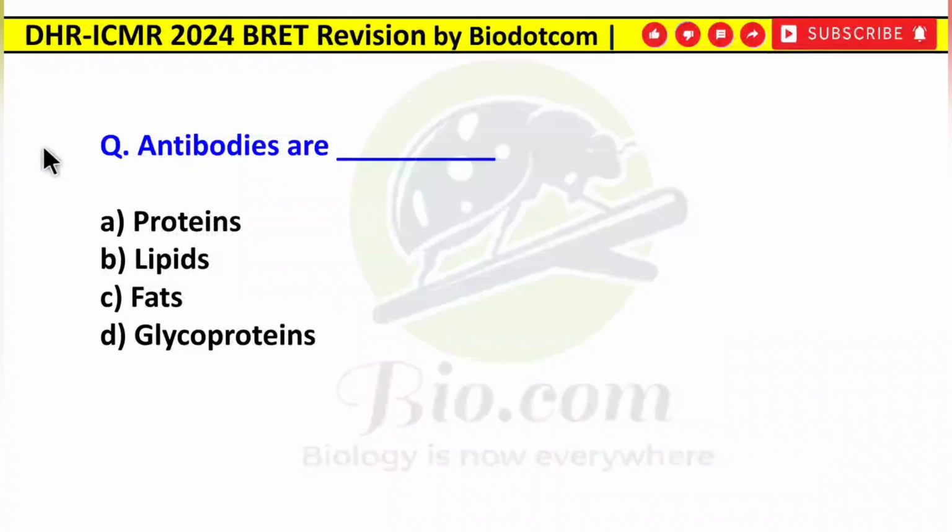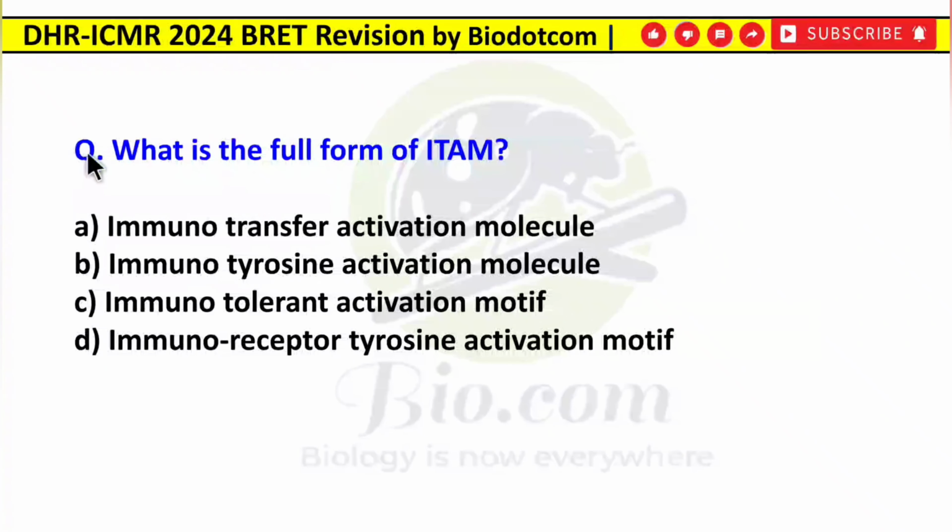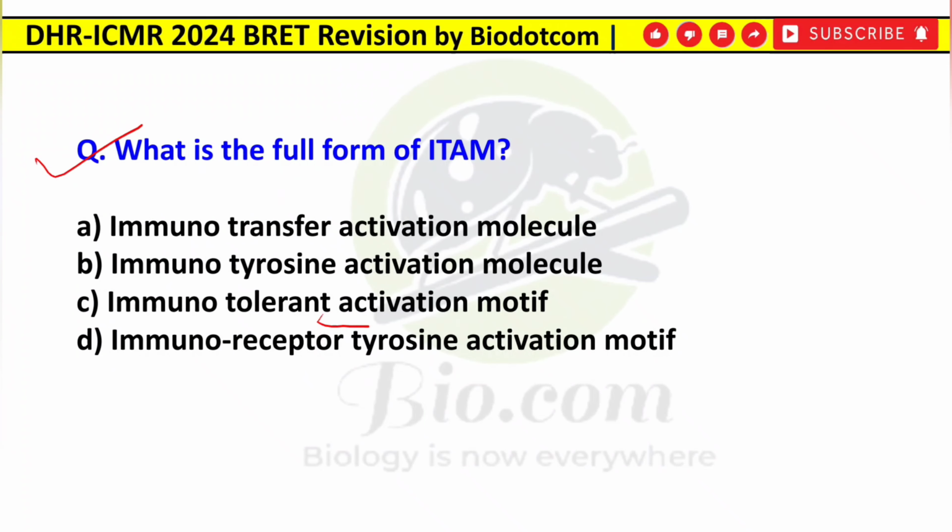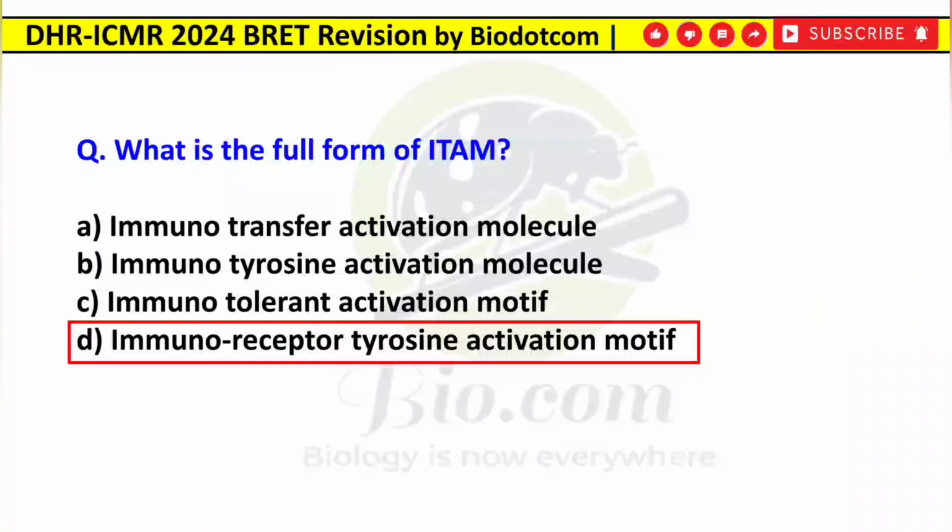Now one more basic question: antibodies are proteins, lipids, fats or glycoproteins? Basically antibodies are glycoproteins. It means they are made up of carbohydrate plus protein. Now the next one is, what is the full form of ITAM? Immunotransfer activation molecule, immunotyrosine activation molecule, immunotolerant activation motif, or immunoreceptor tyrosine activation motif? So the full form of ITAM is immunoreceptor tyrosine activation motif.